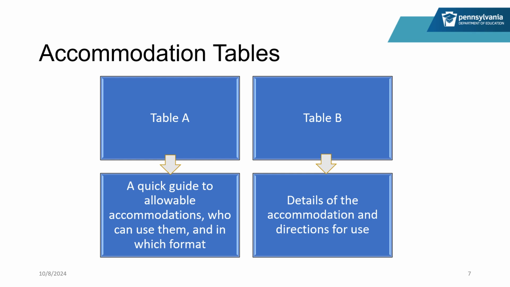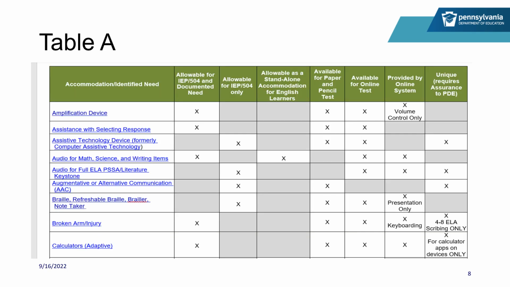Information about individual accommodations can be found in Table A and Table B. Table A is meant to act as a quick guide to all accommodations, and Table B goes into detail about each accommodation use. Each accommodation in Table A links to Table B. Here's a screenshot of Table A from the Accommodations Manual.